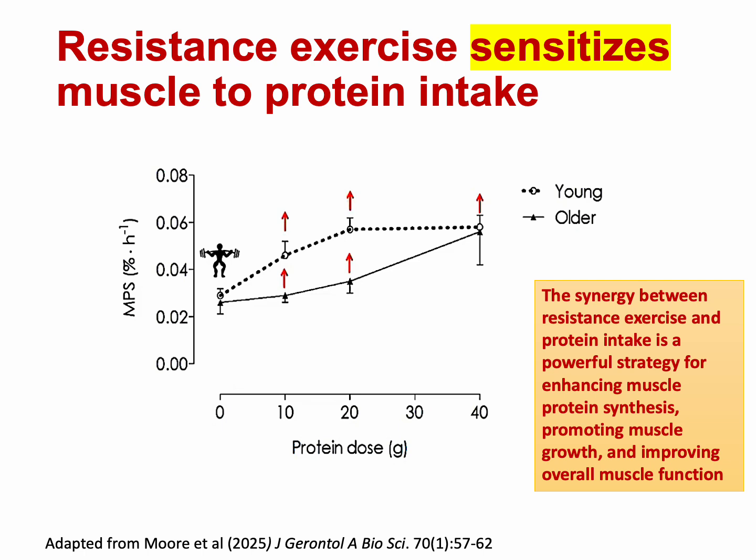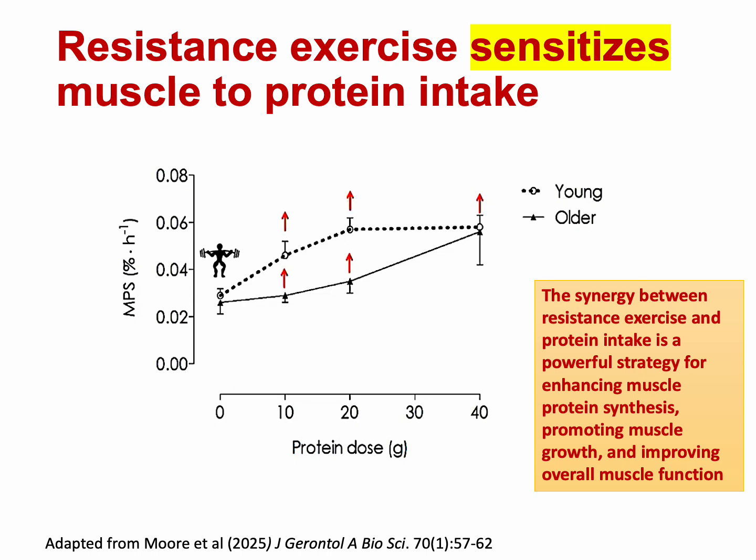Now, combining higher protein intake and resistance exercise can significantly enhance muscle protein synthesis. Resistance exercise sensitizes skeletal muscles to protein, leading to a greater synthesis response when protein is consumed post-exercise compared to without prior exercise. This effect lasts up to 24 hours, enhancing the response to all meals consumed during this period. This effect of resistance exercise plus protein intake in enhancing muscle protein synthesis is called synergy. And the synergy between the two is a powerful strategy for enhancing muscle protein synthesis, promoting muscle growth, and improving overall muscle function.